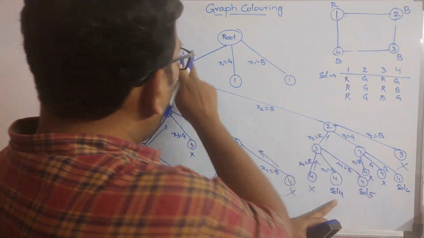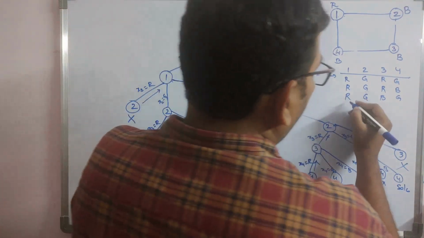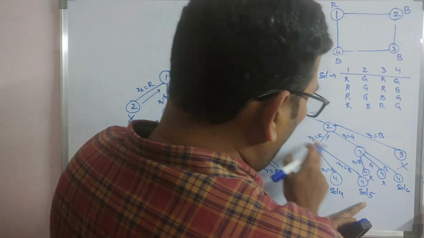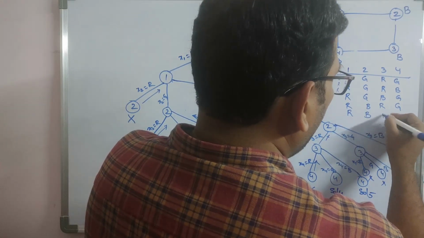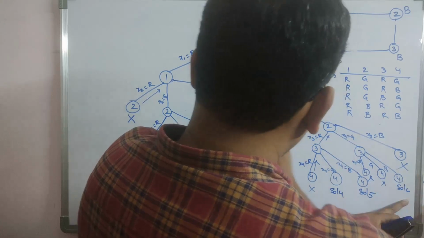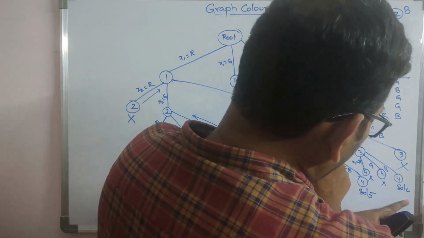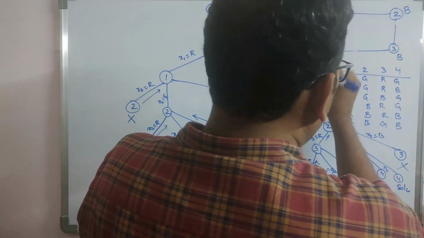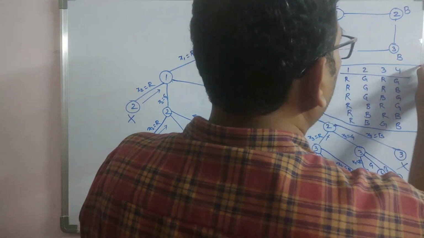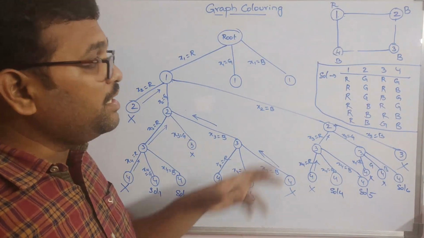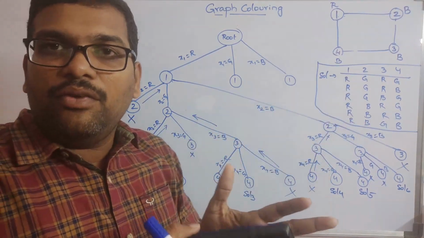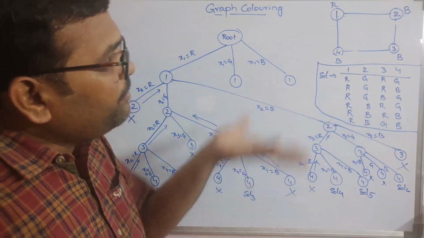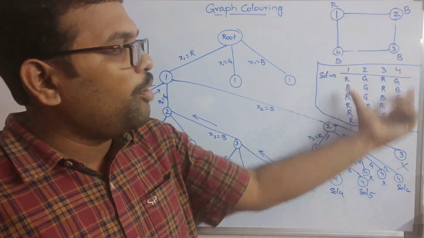And the next solution, R, B, R, G. Next solution, R, B, R, B. The next solution, R, B, G, B. So these are all the different solutions. You can see, without any overlapping, that means without filling adjacent nodes with the same color, we can fill all the regions using these combinations.